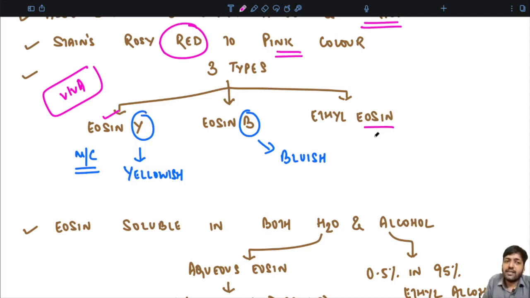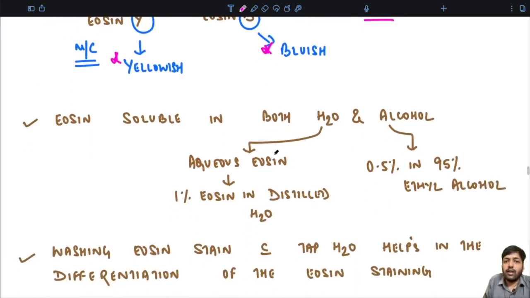Very commonly the examiners are very fond of asking the question, what does the Y stand for? It stands for yellowish. What does the B stand for? It stands for bluish. Now, Eosin solubility: remember, Eosin is soluble in both water as well as alcohol.